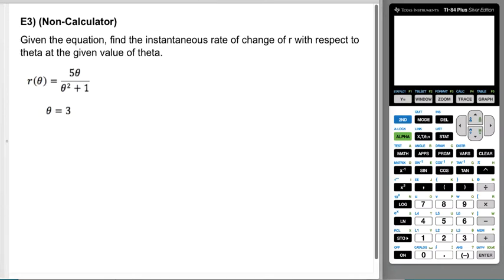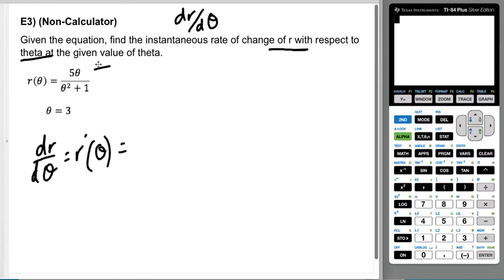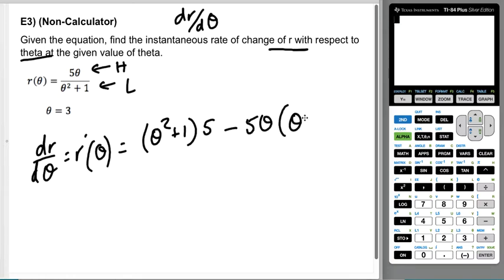All right. Given the equation, find the instantaneous rate of change of r with respect to theta. This is asking you for dr d theta. That's it. You're just differentiating with respect to theta. So dr d theta, or r prime of theta if you prefer, is just old school differentiation. This is a quotient, so I'm going to need a quotient rule, right? So I'm going to have low d high minus high d low. Draw the line, square the low.